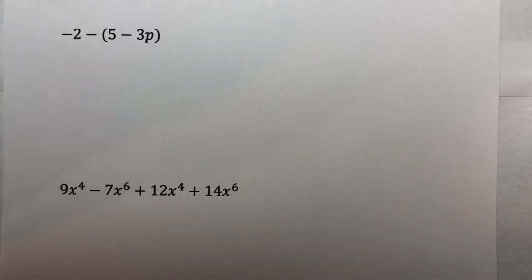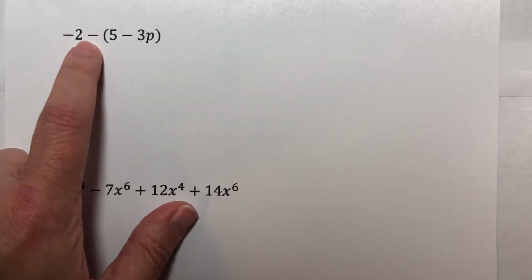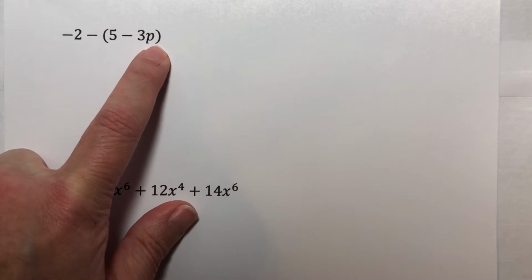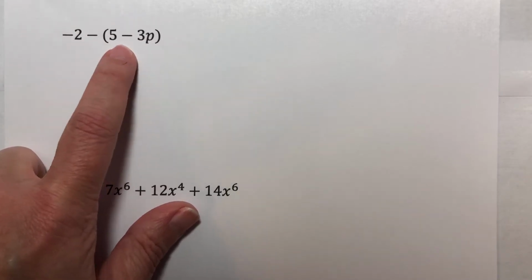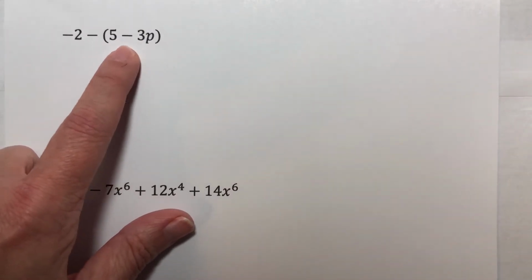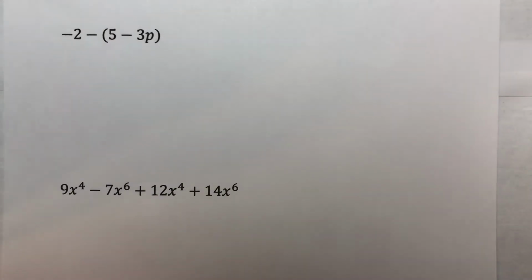This is the pre-algebra review. This is part 4. I want to simplify these expressions, and we right here have negative 2 minus, open parentheses, 5 minus 3p, close parentheses. Now, if I were following order of operations, as usual, I would try to combine these two things together, but they are not like terms, so I can't do that.